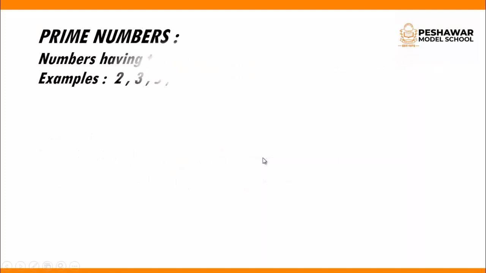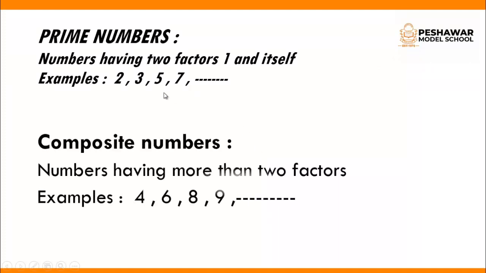Now the next is about prime numbers and composite numbers. These numbers you have already learned in junior classes. What are prime numbers? Numbers having 2 factors, 1 and itself, are called prime numbers. The first prime number is 2, then 3, 5, 7. Why is 2 a prime number? Because 2 has just 2 factors, that is 1 and itself. 2 is divisible by 1: 1 2s are 2. 2 is divisible by itself: 2 1s are 2. So 2, 3, 5, 7 are prime numbers.